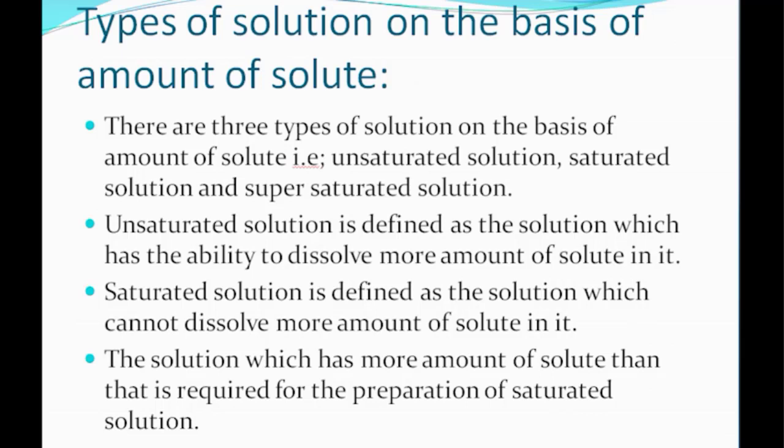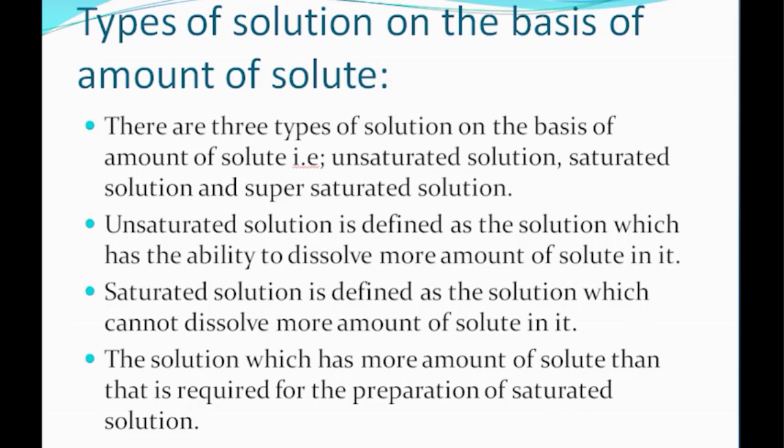Right? Now, what you have to do, you will add 1 more tablespoon of sugar in the same solution. Stir it well, it will dissolve. Now add 1 more tablespoon of sugar in water. Now, if you stir, all sugar will not dissolve. Some amount will settle down at the bottom. So such type of solution which cannot dissolve more amount of solute in it is said to be a saturated solution.